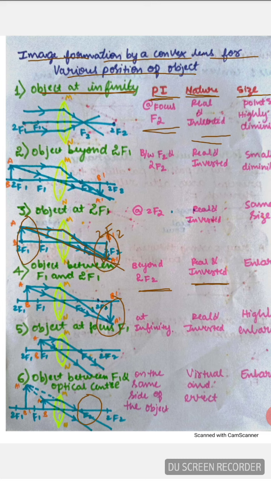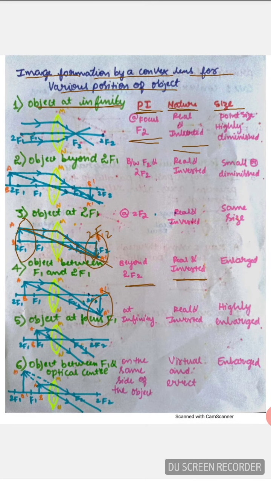When you draw these two rays backwards, the rays will meet on the same side of the object, that is at this point. Clearly you can see the object size is small compared to the size of the image. So the position of the image will be on the same side of the object, and as the rays are appearing to meet, the image is virtual and erect, and the image is enlarged.